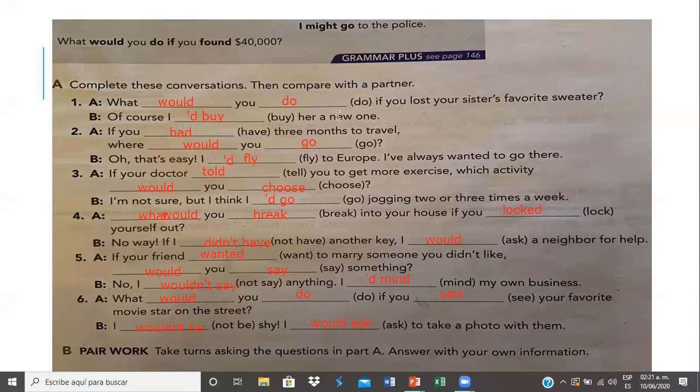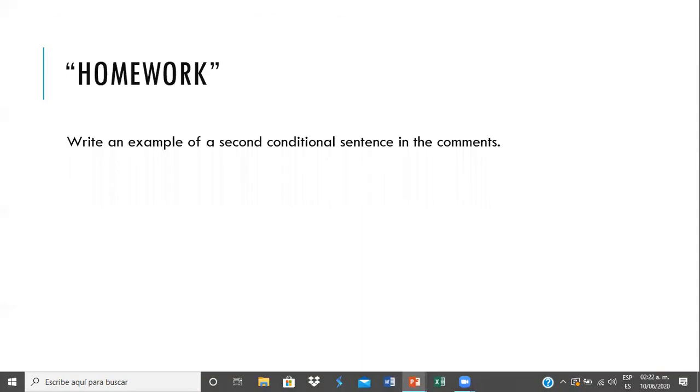Now the homework. It's not homework. You can pause the video because I'm going to erase this. It's not homework, as I was saying. It's just a little activity that you have to do. And this is it. You're going to write an example of a second conditional sentence in the comment section below.